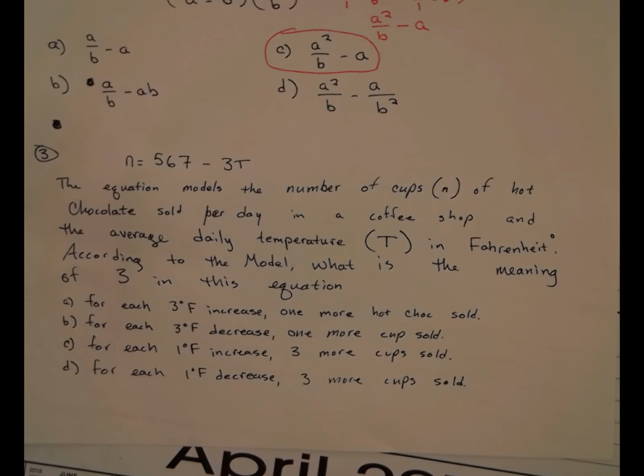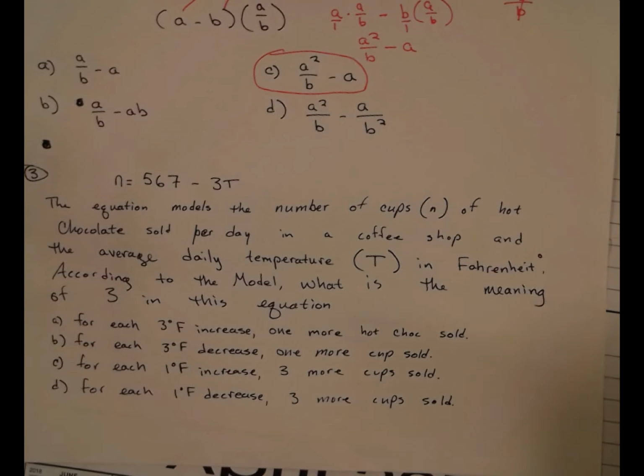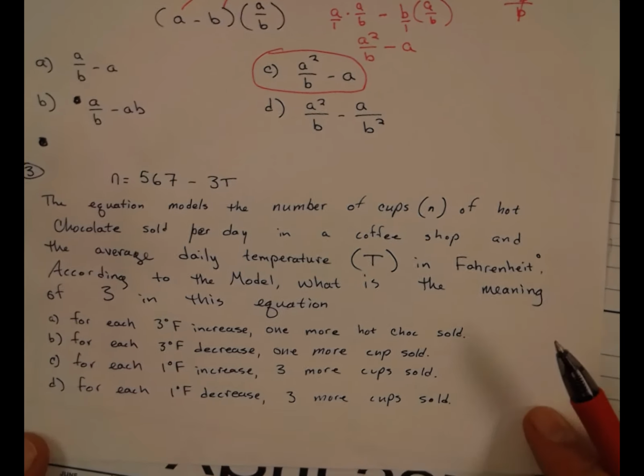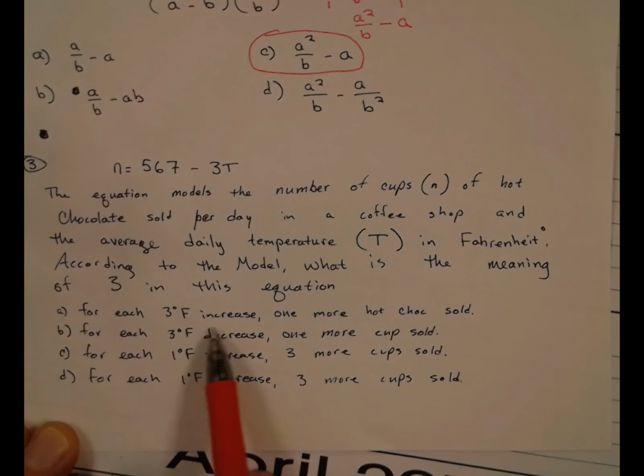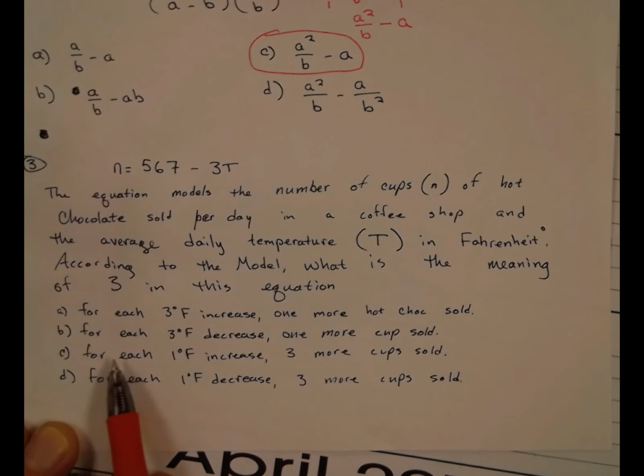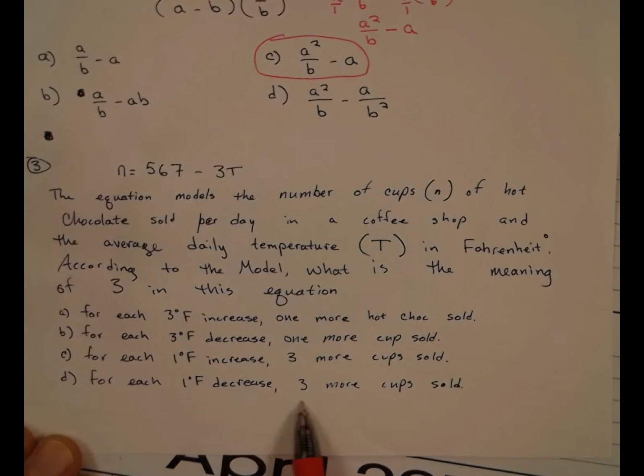To me, it sort of intuitively makes sense. I don't know how to explain intuition, so I'll explain trial and error, which I normally don't do, but in multiple choice questions, trial and error is okay. Maybe not exactly trial and error, but let's quickly read all these options. For each 3-degree increase, 1 more hot chocolate sold. For a 3-degree decrease, 1 more hot chocolate sold. For a 1-degree increase, 3 more cups sold. For a 1 Fahrenheit degree decrease, 3 more cups sold.